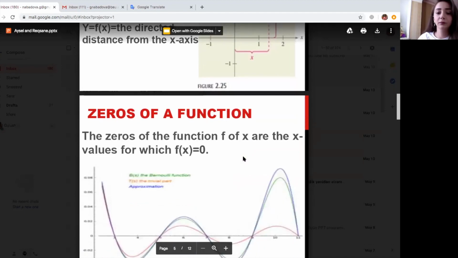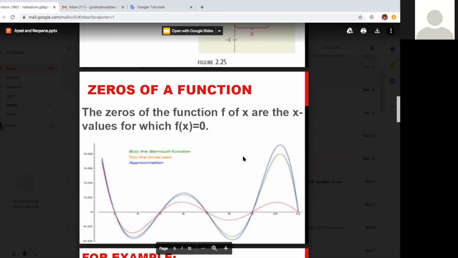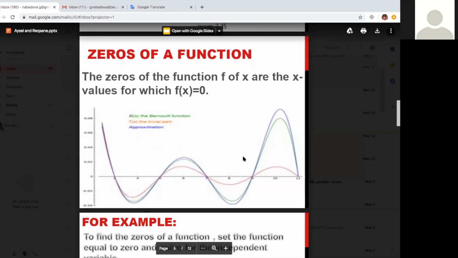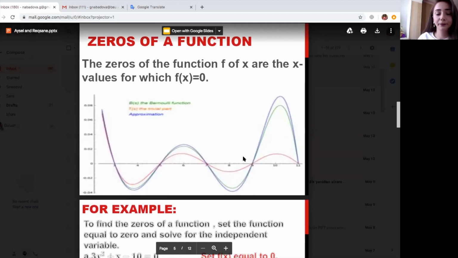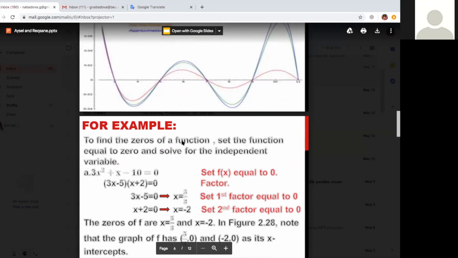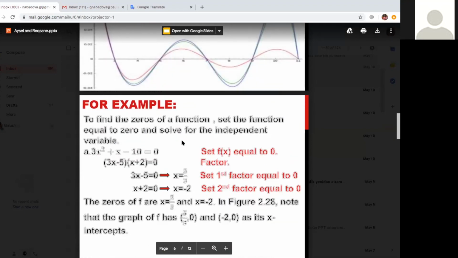The graph of a function includes zeros of a function, increasing and decreasing functions, also even and odd functions. We talk about zeros of a function. For example, to find the zeros of a function, set the function equal to 0 and solve for the independent variable.